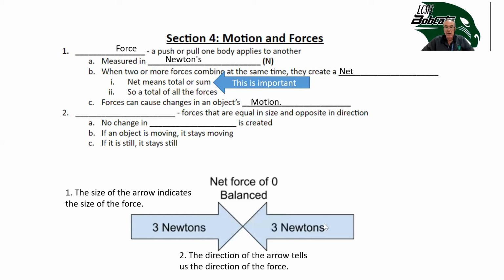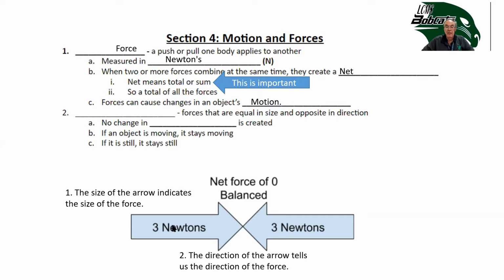So in this example down here, it shows one force pushing to the left with 3 newtons and one force pushing to the right with 3 newtons. Okay, so we have the direction of the force. The arrows are the same size, so it indicates that the size of the force is the same, and these also happen to be 3 newtons. So it shows that this has a net force of 0.